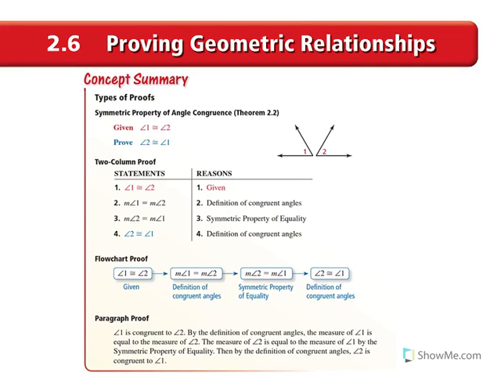In this video, we'll be covering 2.6. Basically, we'll be continuing to look at proofs and even more so into geometric proofs. We'll also look at a few different types of proofs. First, we've been doing two-column proofs, which would be this first one here.